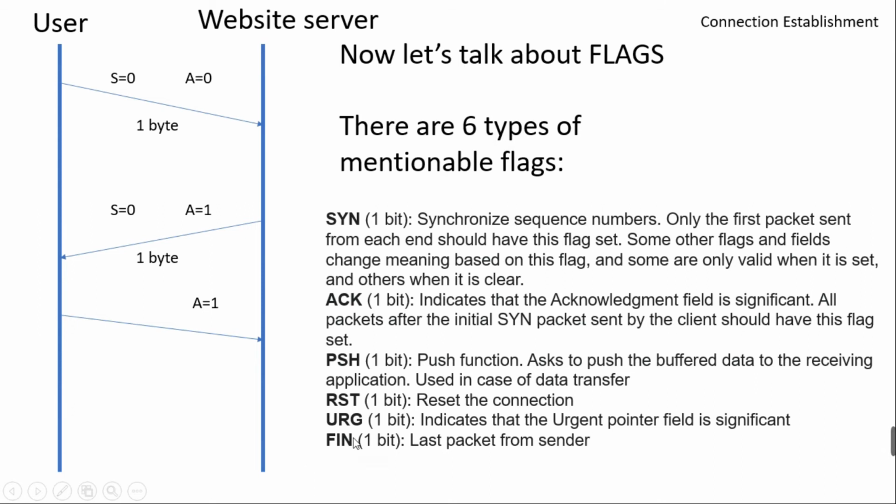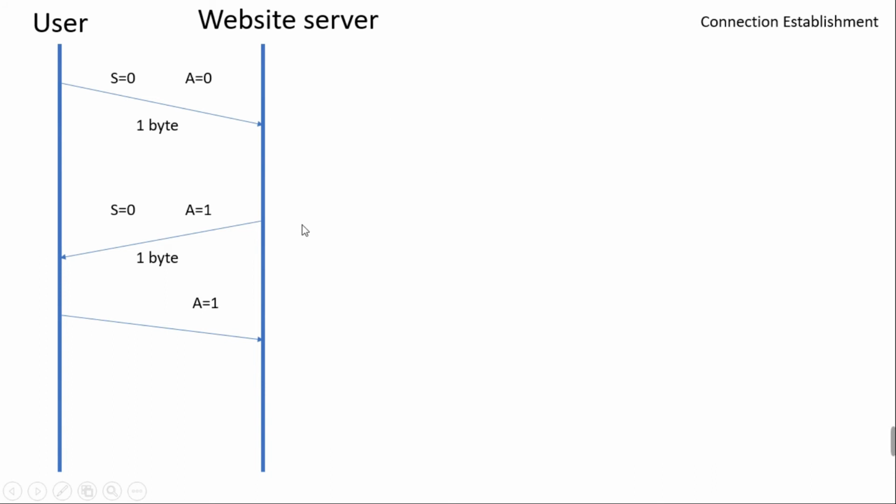So these are the different flags: synchronization flag or SYN, acknowledgement flag or ACK, push flag or PSH, reset flag or RST, urgent flag or URG, and finish flag or FIN. These are the 6 flags I'm going to talk about. All of the flags are 1 bit in size. What we need to understand is that in each communication, whether from user to server or from server to user, there will be some flags accompanying that communication. So let's check them out.